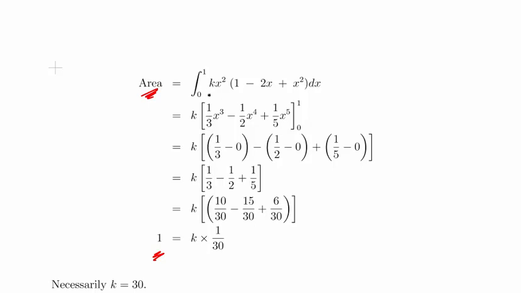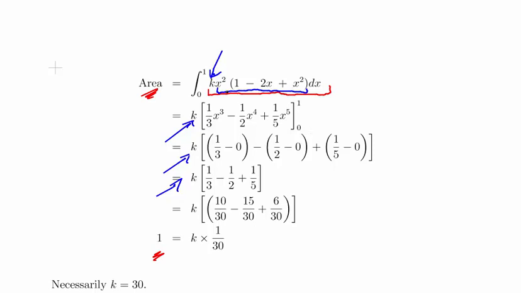So this is our expression here, kx squared times (1 minus 2x plus x squared). What we're going to do is take the k out and put it out here permanently. Then we just integrate that part, so it's x squared times (1 minus 2x plus x squared), which becomes x squared minus 2x cubed plus x to the power of 4.